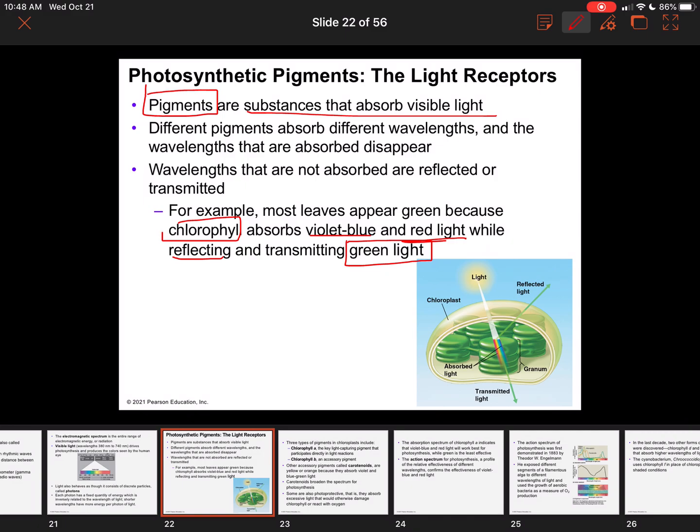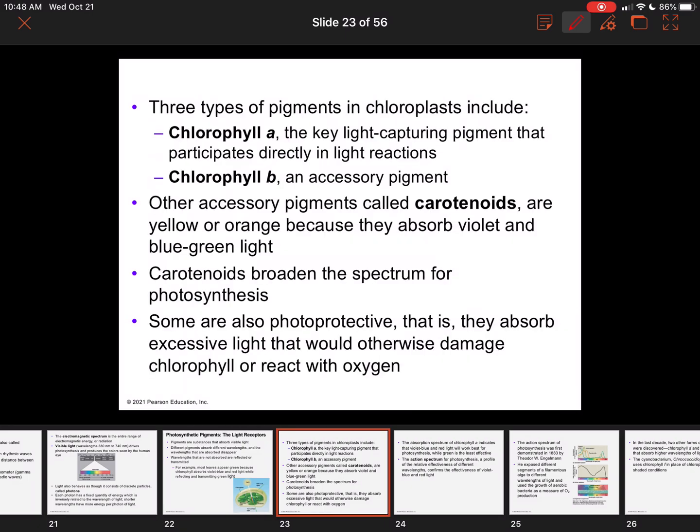If you had on a red shirt, your red shirt would have red pigments in it, so all of the other colors of the rainbow would be absorbed into your shirt, and the red would not. It would be reflected back to our eyes, and so your shirt would appear red.